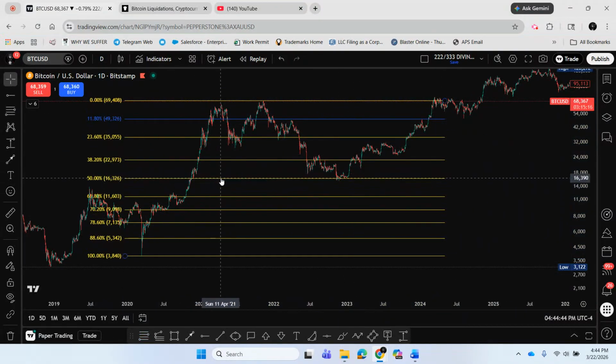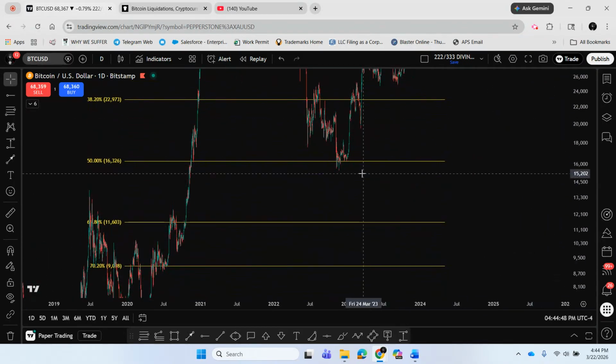I said 16,000 some change, but if you really look and just zoom in, all right, you see these little wicks down. All right, now look to your right. It's 15,526 at that low, even though the fib says 16,326. Really, price went as low as here.